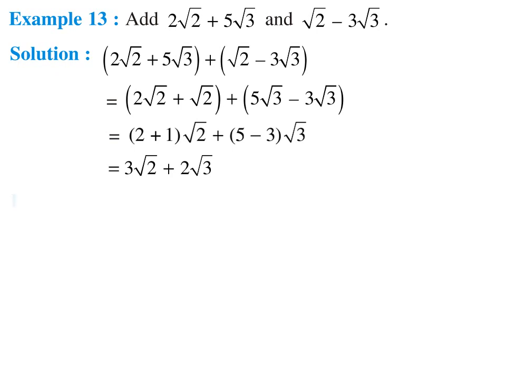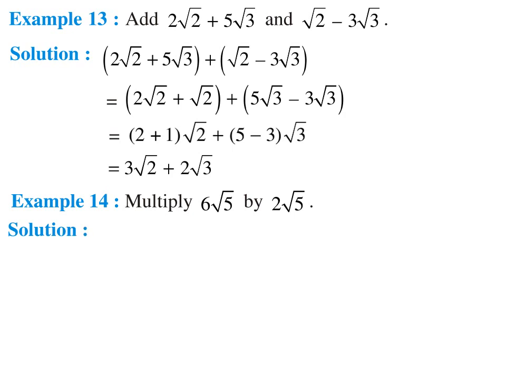Now next example, example number 14. Multiply 6 root 5 by 2 root 5. Now we have to multiply these two numbers. So for the solution, we have to multiply. So I will write 6 root 5 into 2 root 5.